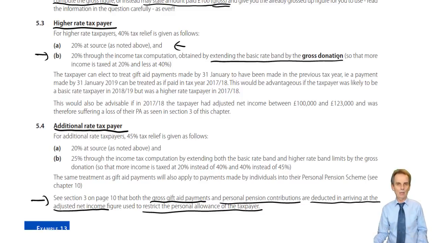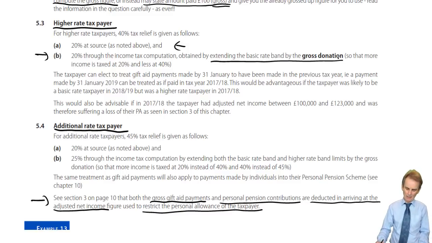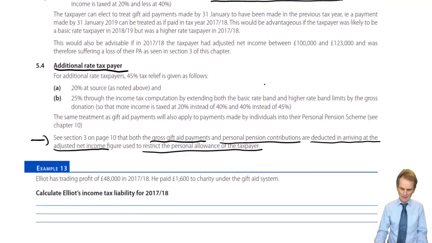There's your extra 20% saving. So that is how we get higher rate tax relief. I repeat, get the gross amount of either the gift aid payment or the personal pension contribution and add that gross figure to your normal basic rate band limit. So the gross figure, first of all, amount paid times 100 over 80, add that to your 33,500 basic rate band limit.